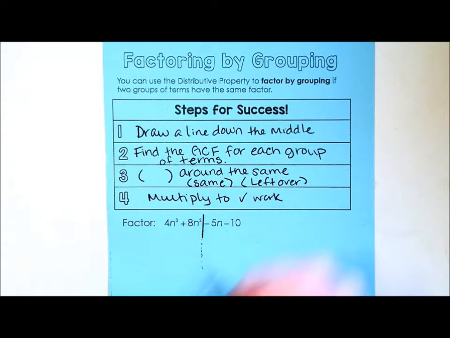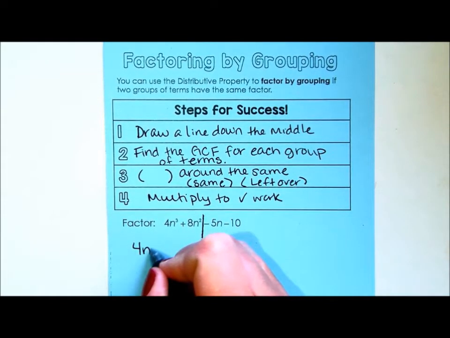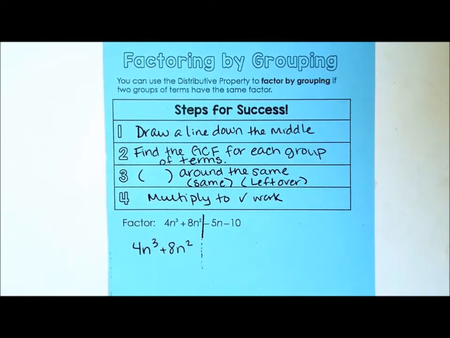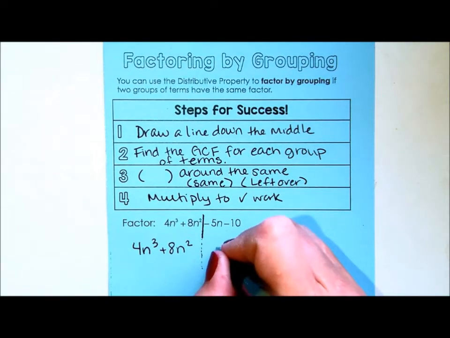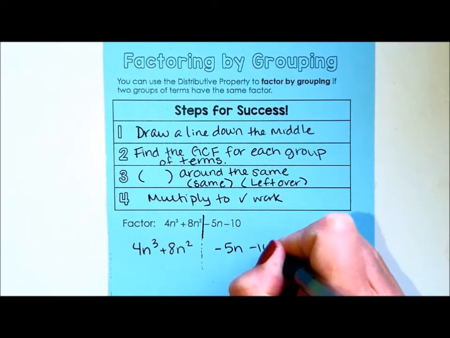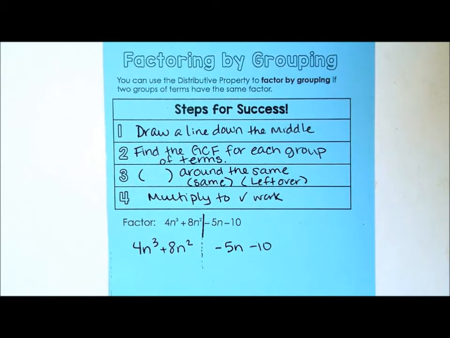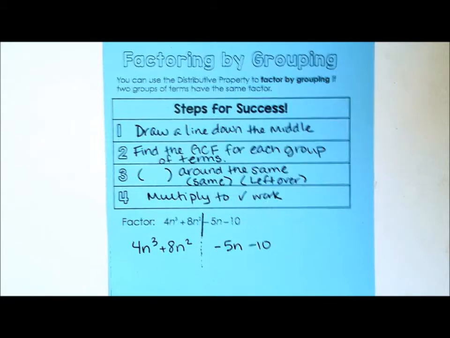There we go. Next, I'm going to set each grouping of terms separate from each other. So I have 4n to the 3rd plus 8n squared on my left side, and I have negative 5n minus 10 on my right side. What I'm going to do now is step 2. I'm going to find the greatest common factor for each group of terms.